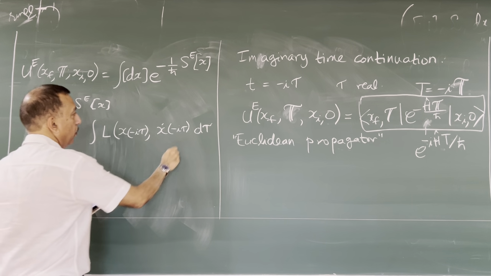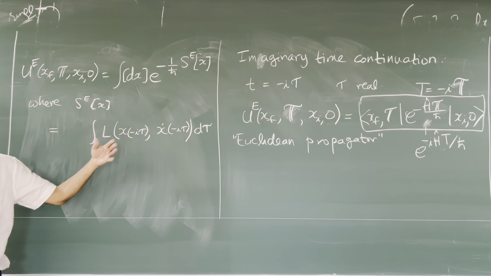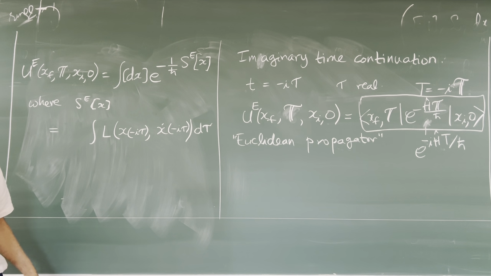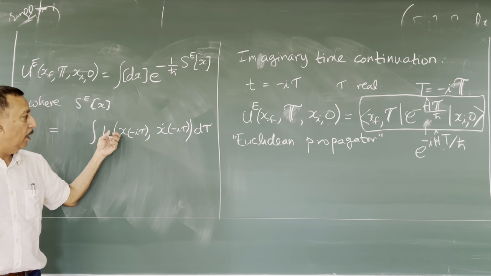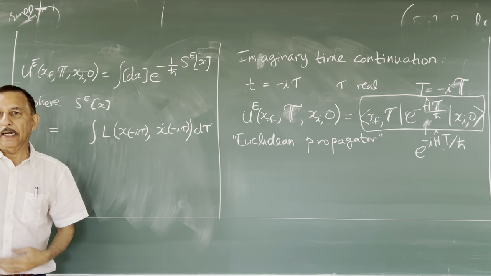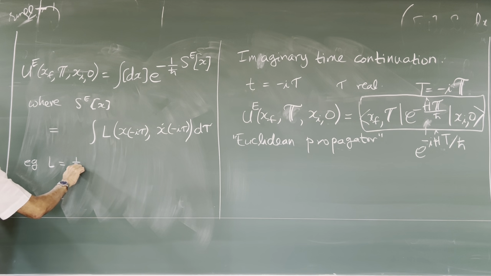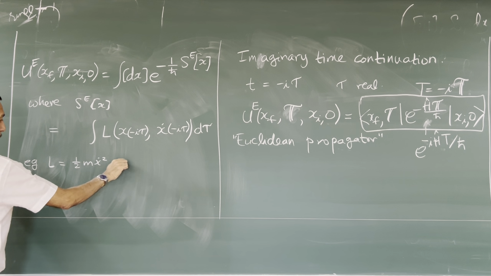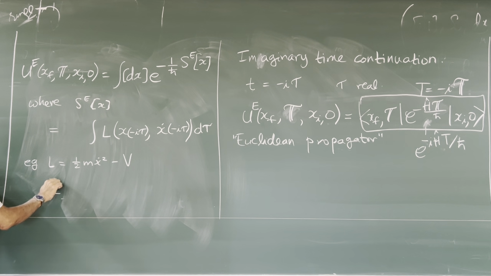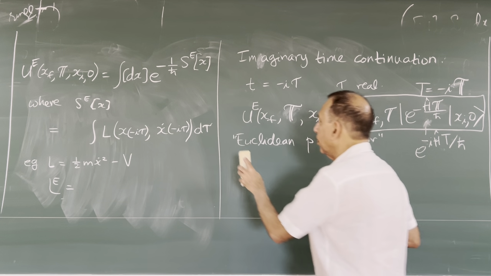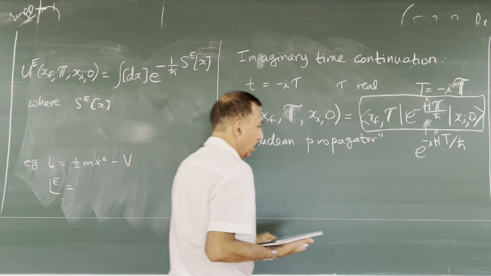Well, you simply start with the Lagrangian. You can write it out explicitly, half m x dot squared minus V of x. Nothing much happens to V of x, but the m x dot squared changes sign. If you want it explicitly, Lagrangian equals half m x dot squared minus V. It's much better to have a clear example.